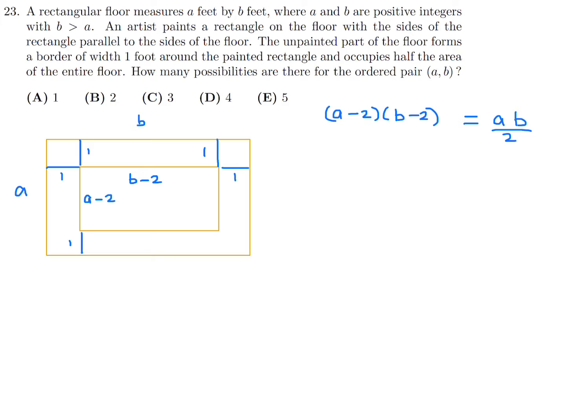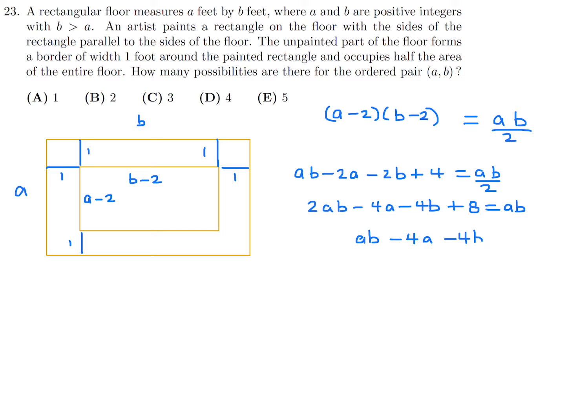A couple of ways of doing this. The first way is just expanding it all out and not doing any tricks. So we got AB minus 2A minus 2B plus 4 is equal to AB over 2. Multiply through by 2 and you get 2AB minus 4A minus 4B plus 8 is equal to AB. And if you bring the AB over, you get AB minus 4A minus 4B plus 8 is equal to 0. And what you do is you just kind of plug away on this formula. You can isolate for 1.